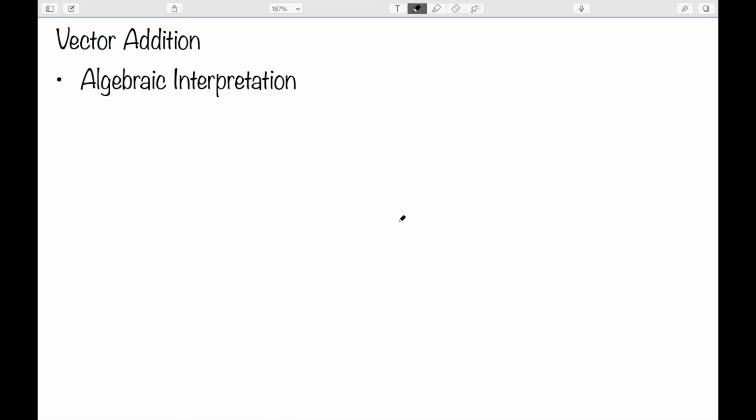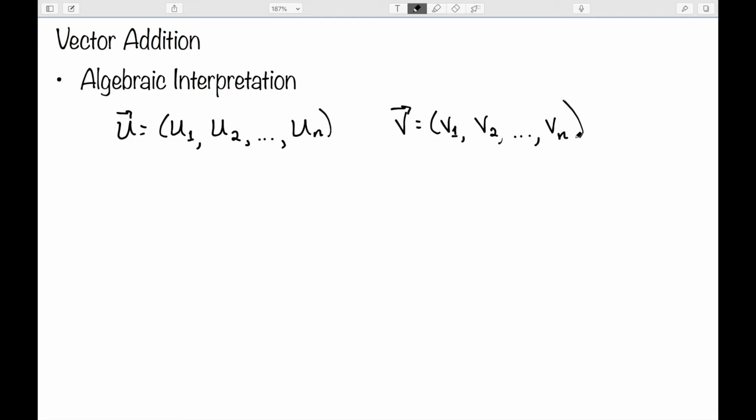Next, let's look at the algebraic interpretation. While the geometric interpretation is great if we are thinking about vectors in terms of arrows, most of the time we think of vectors in terms of a point, where the arrow is drawn from the origin to the point. So let's suppose we have two vectors, u, which is given by u1, u2, u3, etc., all the way up to un, and then v, which is v1, v2, etc., up to vn.